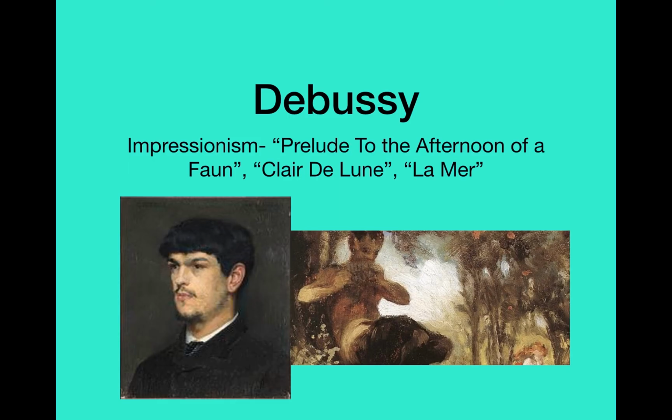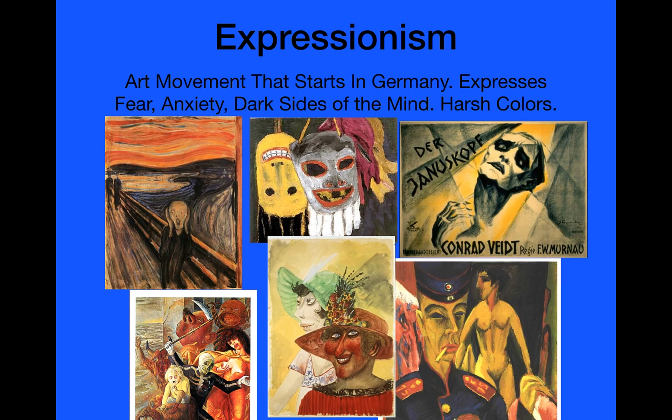Debussy is the first composer to take this art movement and transfer it into music. So you get impressionistic music, and his great pieces are Prelude to the Afternoon of a Faun, Clair de Lune, which is French for moonlight, and La Mer, which means the sea. And all these sound like impressionistic paintings, very soft, tranquil, dreamy, hazy. So you'll be reading about Debussy.